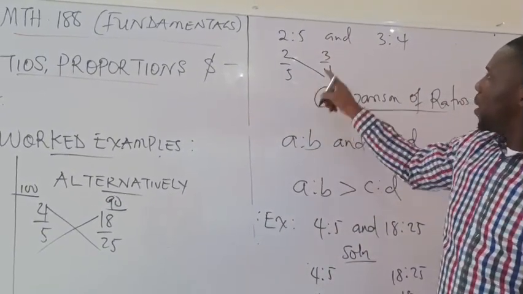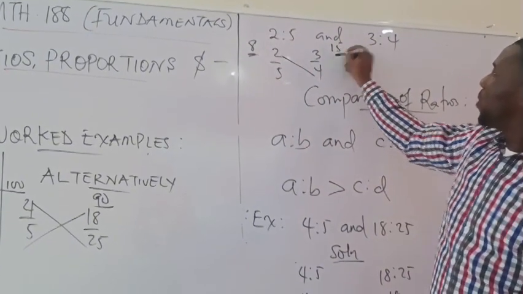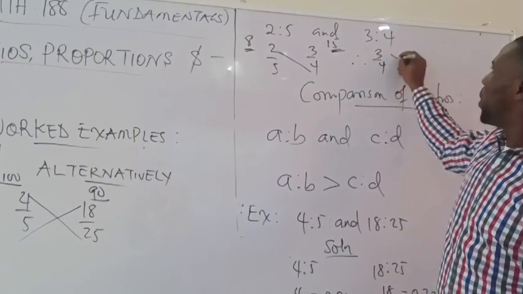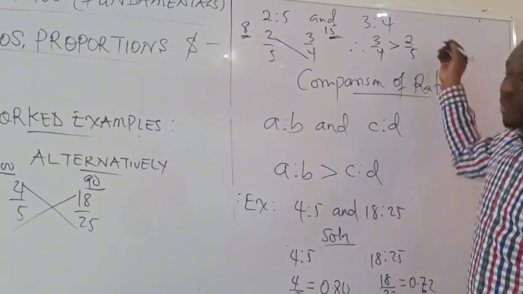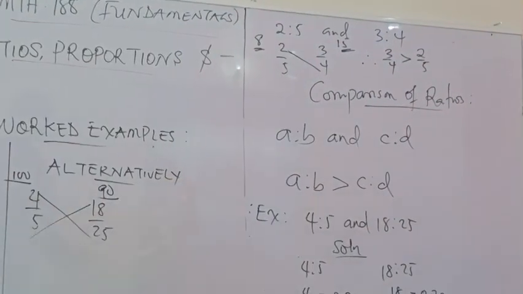So we'll multiply. 4 times 2 is 8. 5 times 3 is 15. And of course, this is more than this. So I will say, therefore, ratio 3 to 4 is greater than ratio 2 to 5. So we could compare two pairs of ratios.